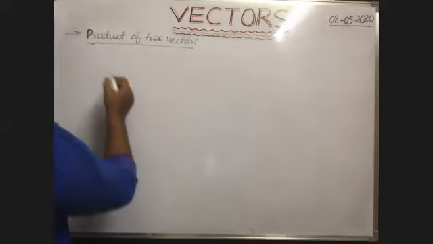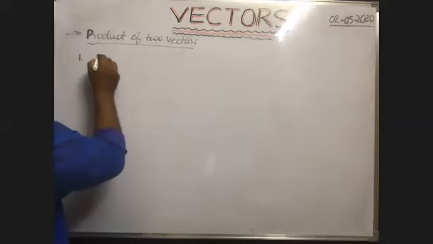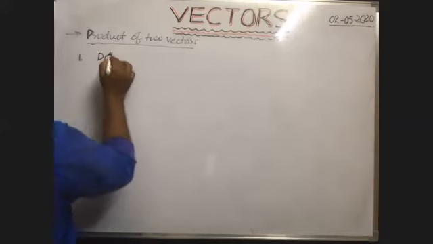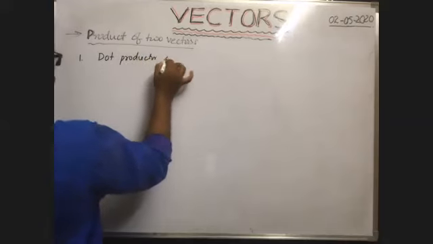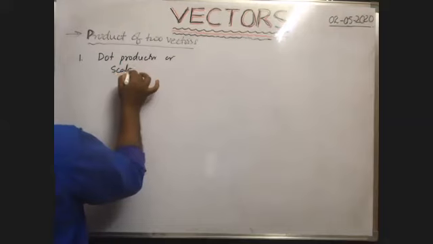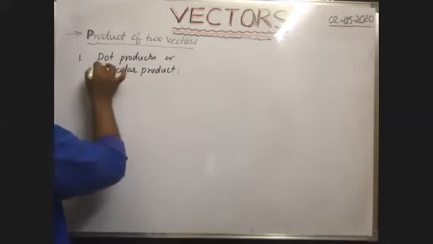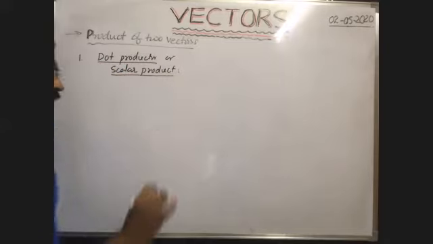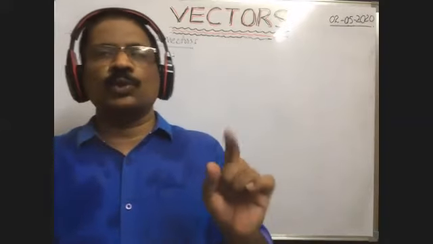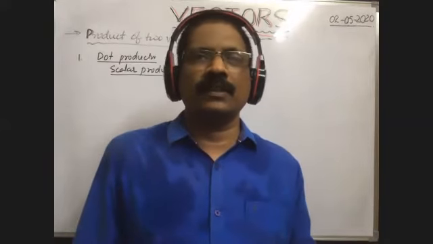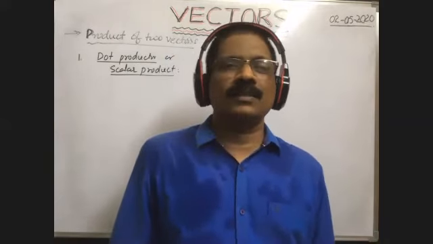Product of two vectors. First one, dot product or scalar product. If the product of two vectors gives a scalar quantity, then such a product is called dot product or scalar product.